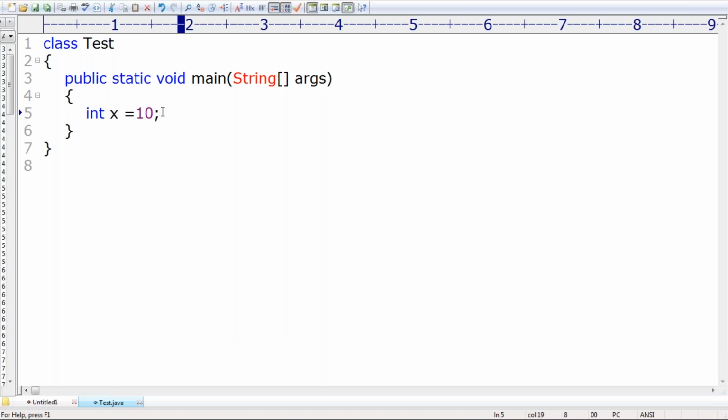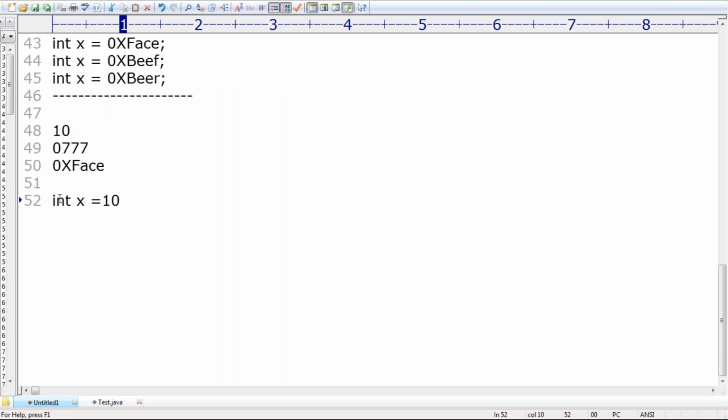Now I'm taking a very special case. Int x is equal to 10: int value, int variable, no problem at all. Next, long l is equal to 10, I'm taking. Can you please respond? Is it valid or not? Very important. Long l is equal to 10. Valid or not? Respond.